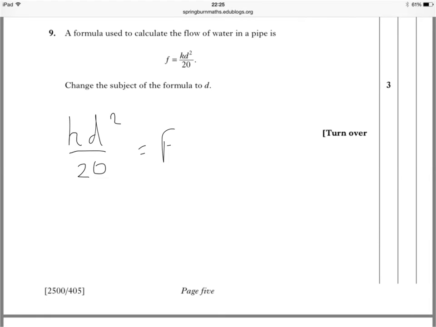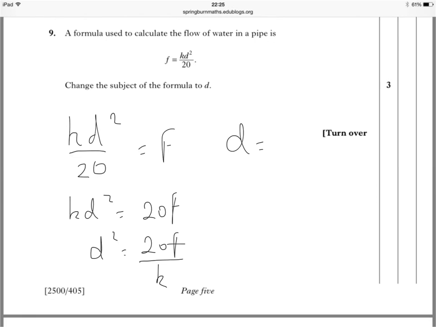I'm now going to get rid of the divide by 20 by multiplying by 20. So kd squared is equal to f times 20, 20f. I'll then get rid of the k, so it's a k times d squared. How do I get rid of k times? By dividing. So it's going to be d squared is equal to 20f divided by k. I've got d squared, but I'm looking for d. So how do I get rid of a square? I get rid of a square by square rooting. So d is equal to the square root of 20f over k, and that's the final answer to the question.